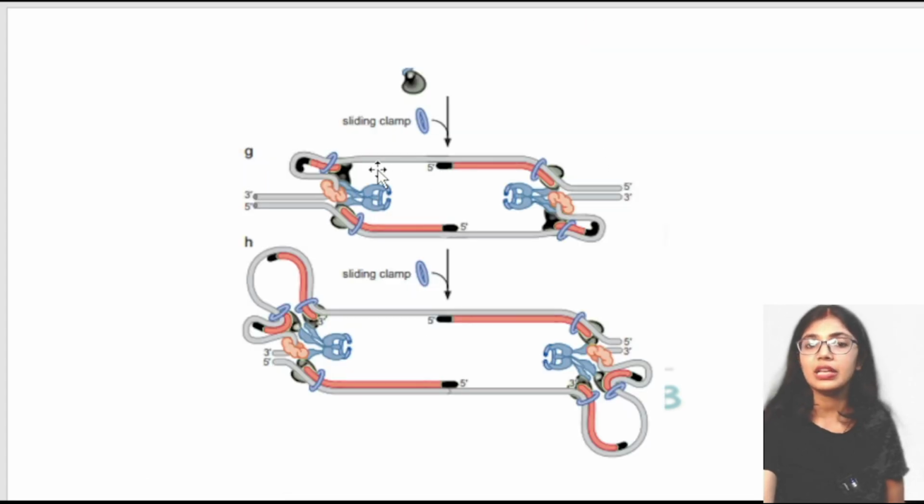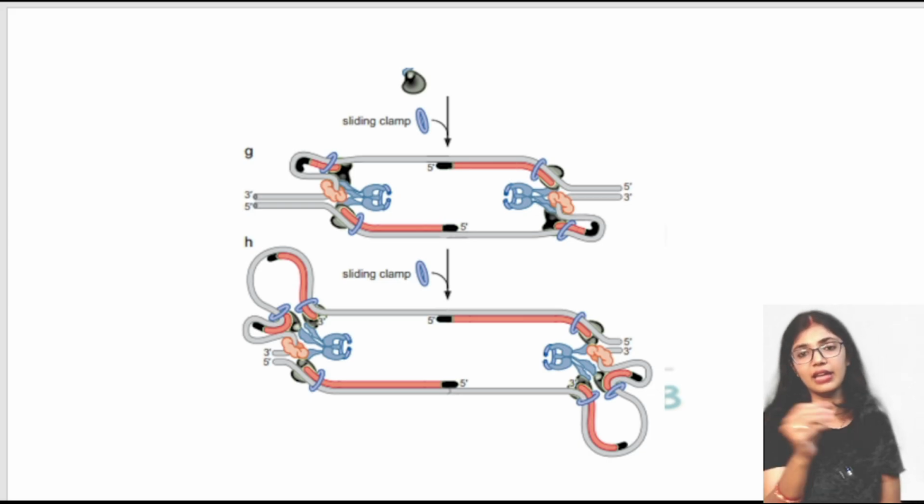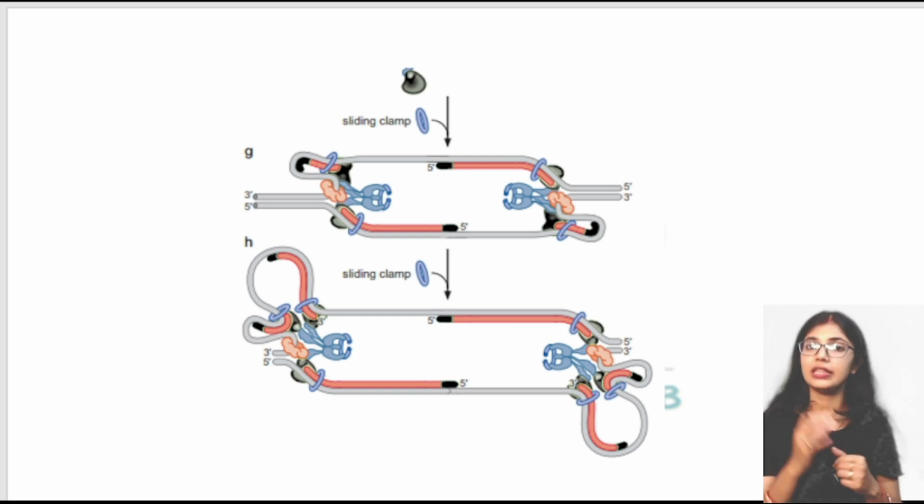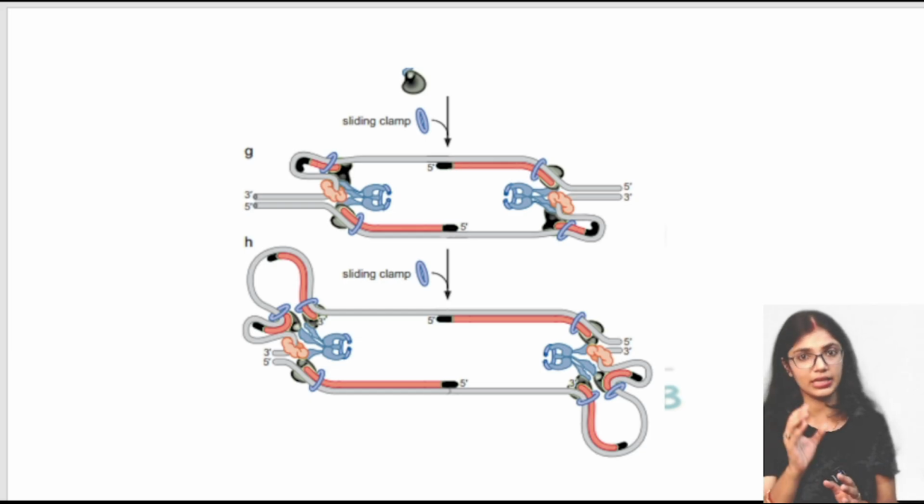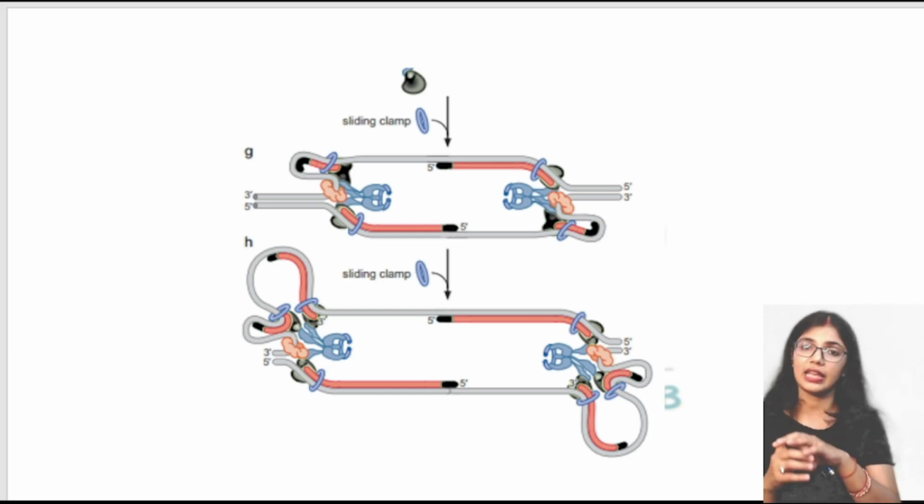Okay, so here we can see the sliding clamp and the helicase, and the sliding clamp and the DNA polymerase both are winding and synthesizing the DNA. And as DNA replication is bidirectional, replication takes place in both directions, and there are multiple DNA polymerases working. In the leading strand there is only a single polymerase, and in the lagging strand there are 2 DNA polymerases binding.